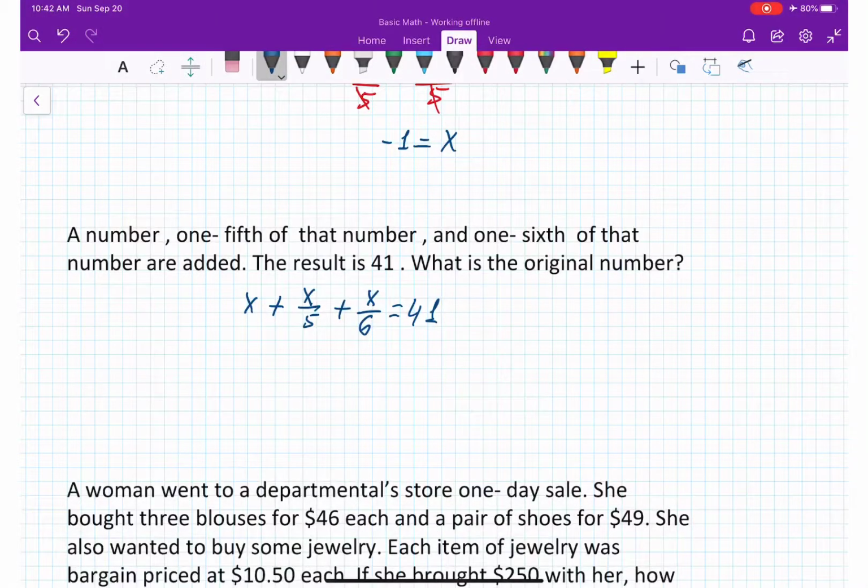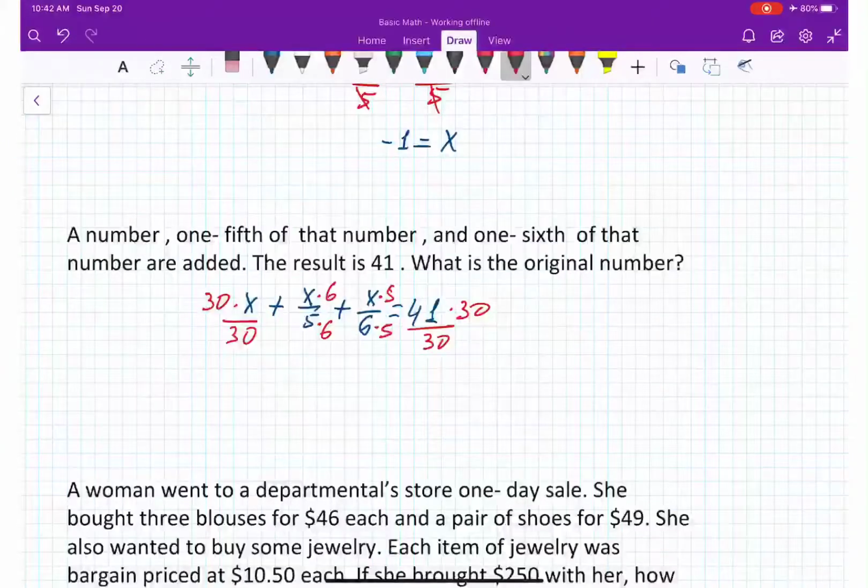Alright, so first of all we have to bring to a common denominator. The common denominator of 5 and 6 is going to be 30, which means this one is 30, this one 6, this one 5, and here is 30. So what do we get? 30, 30, 30, 30.